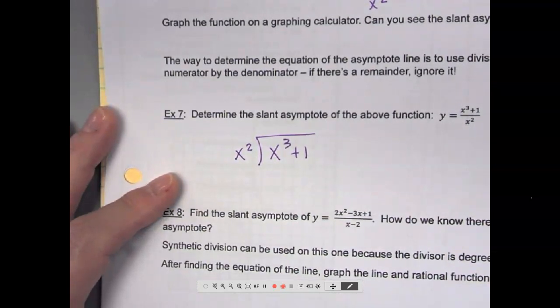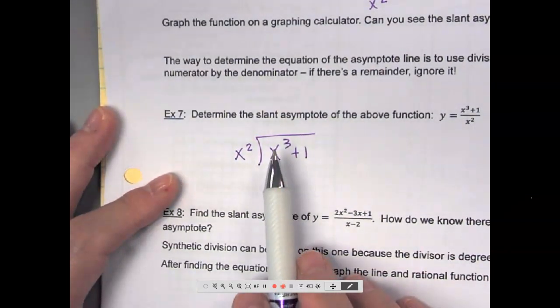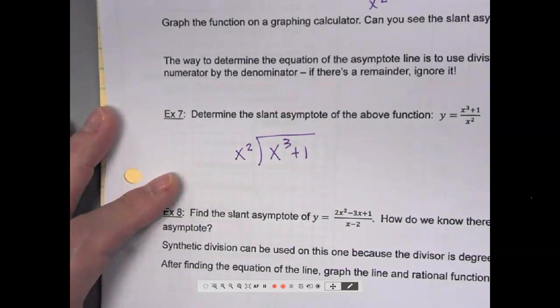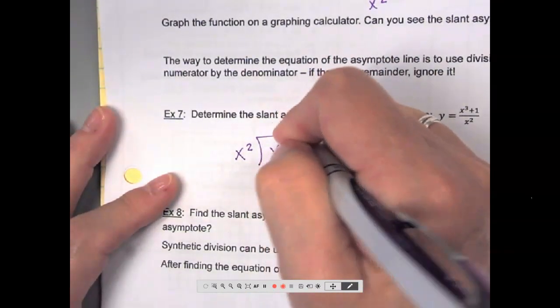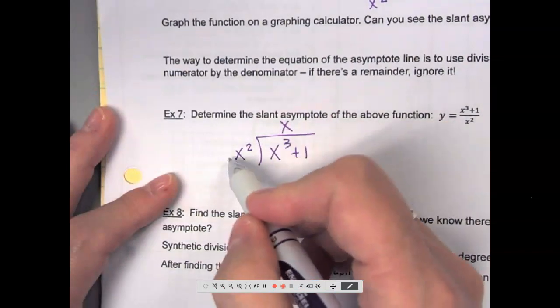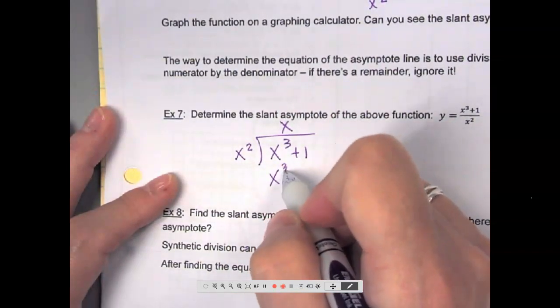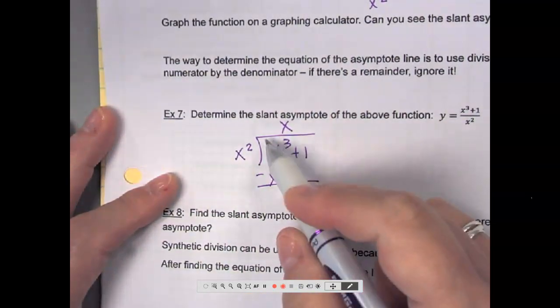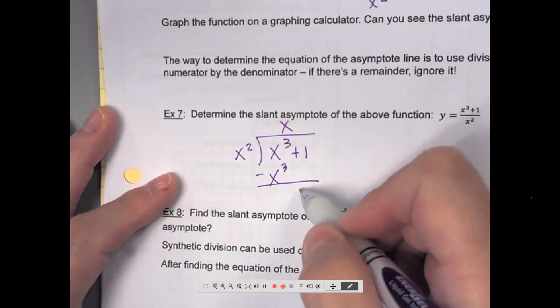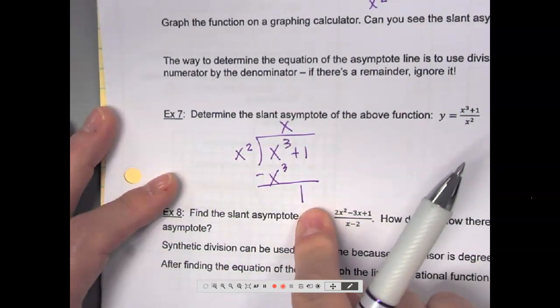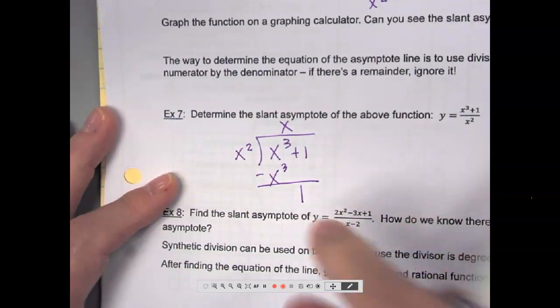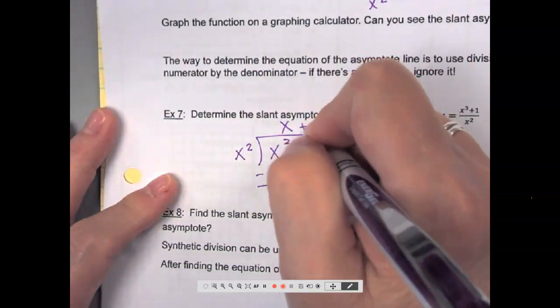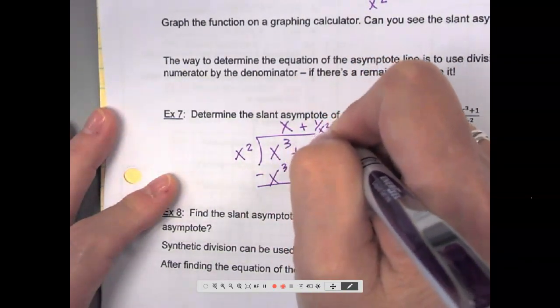These are generally very short, sweet and short here. What's x cubed divided by x squared? X goes up on top. X times x squared is x cubed. Subtract. That's gone. Bring down a 1. That's a remainder. Okay, so technically I'm getting x plus 1 over x squared.